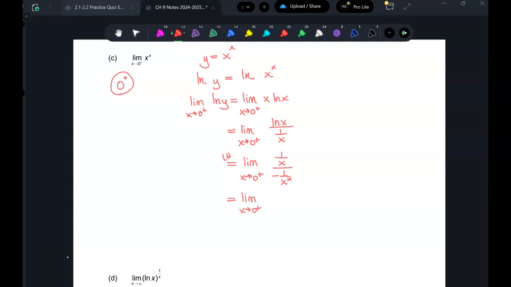Which is 0. No way we get 0 for this. In this case, natural log of y is equal to 0. So what's y equal to? 1. Okay. So therefore, the limit as x approaches 0 from the right of x over x approaches ln 1.